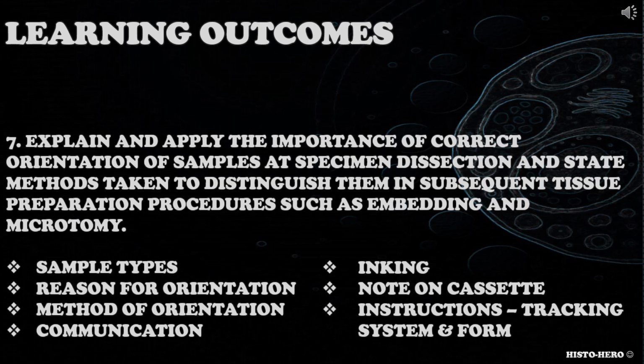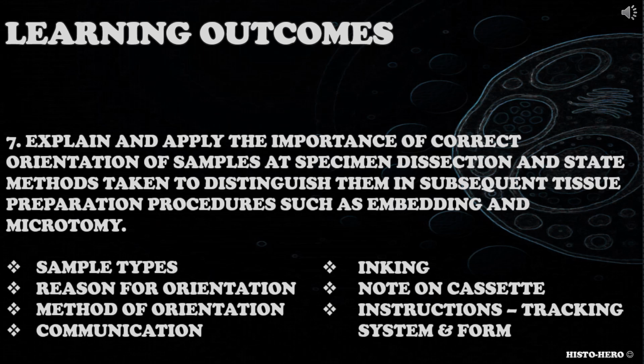What is the importance of correct sample orientation during tissue selection? What impact does orientation have on subsequent procedures? What could be the implication of an incorrectly orientated specimen? What sample types need to be orientated during tissue selection? How is the orientation need communicated for subsequent procedures?